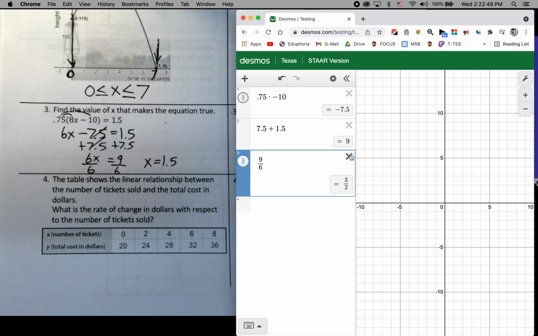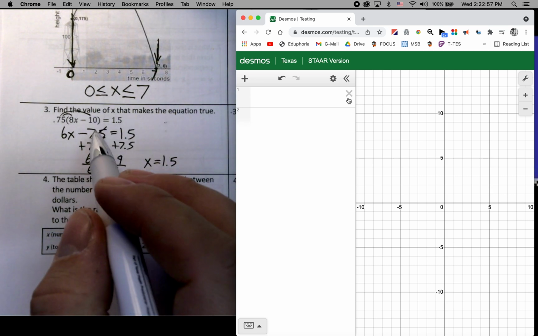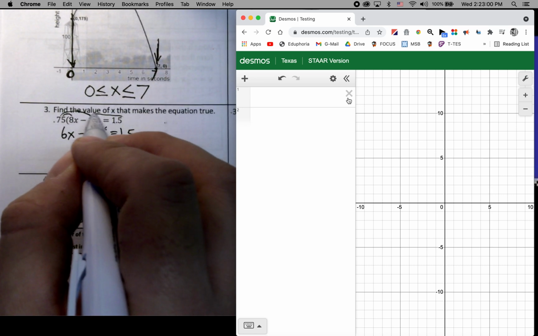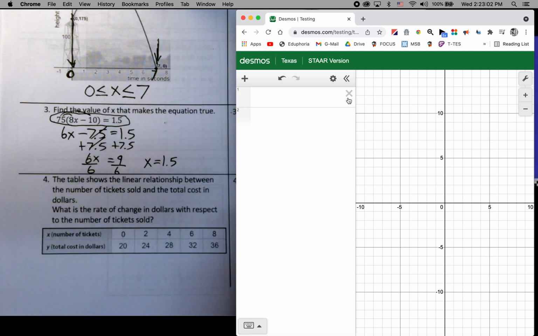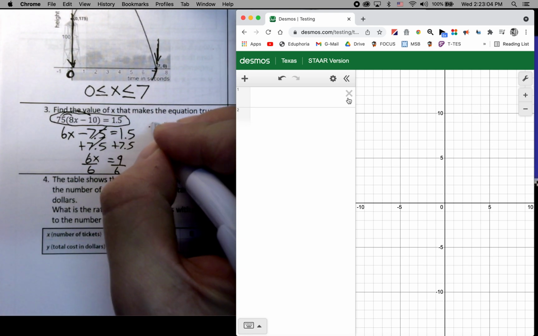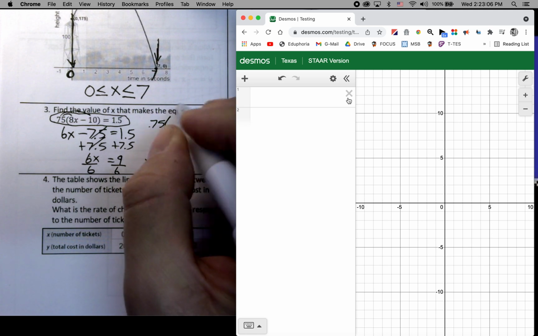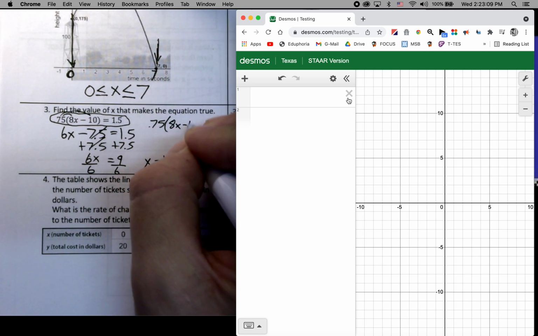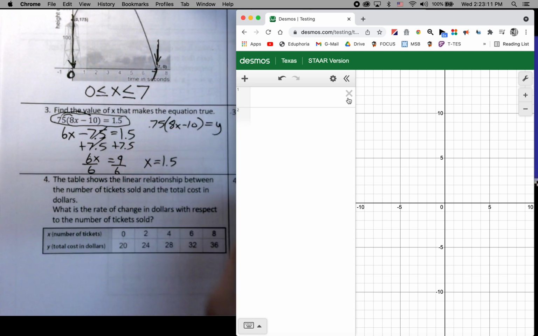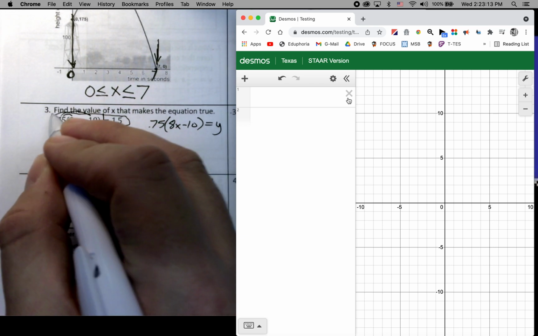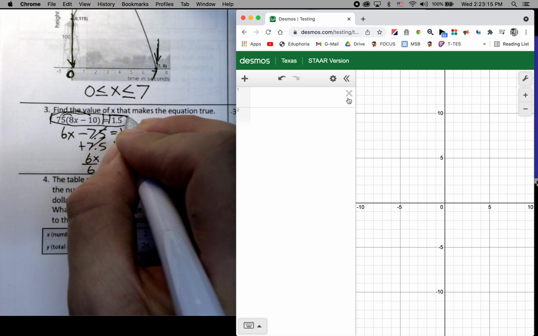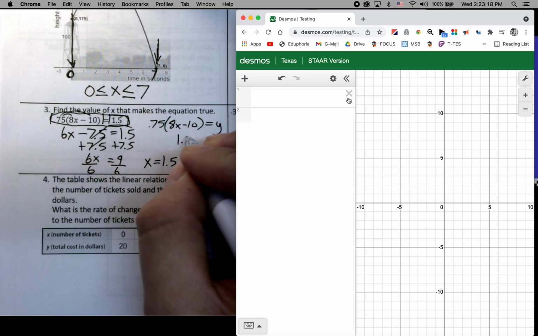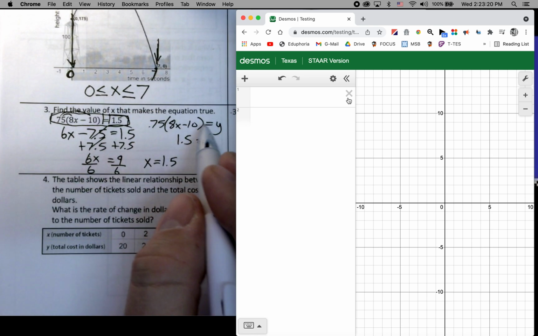All right. Now, here's another way you can do it without using the algebraic method. We've talked about systems of equations. I'm going to solve this by turning this single equation into 2 equations. I'm going to take this 0.75, parenthesis, 8x minus 10, and set it equal to y. So I took the left side and set it equal to y. I'm going to take the right side and set that equal to y. So 1.5 equals y. I can graph both of those.